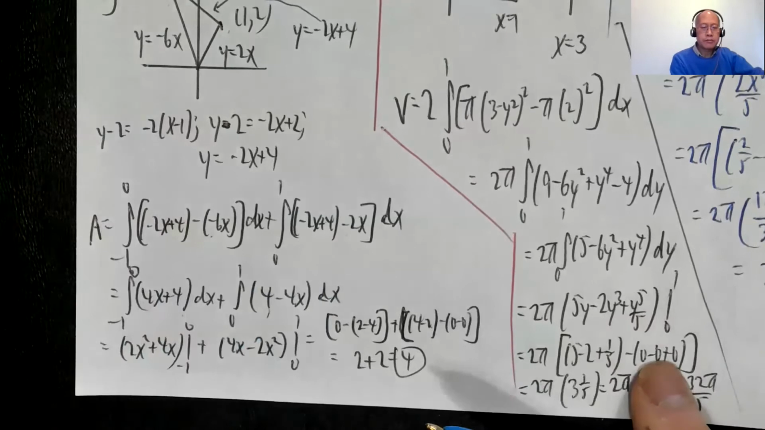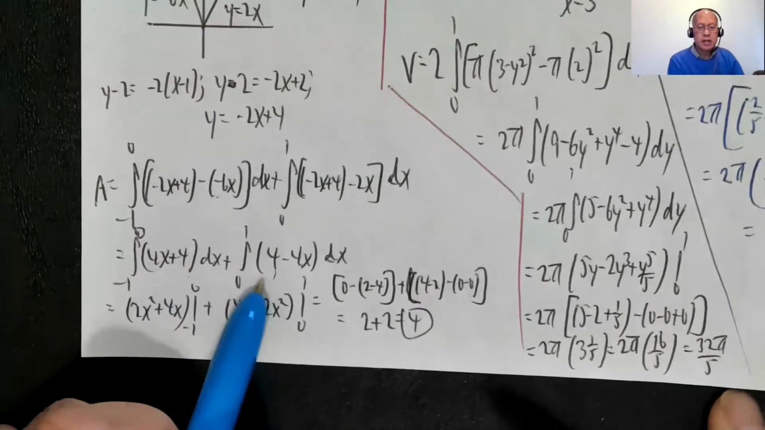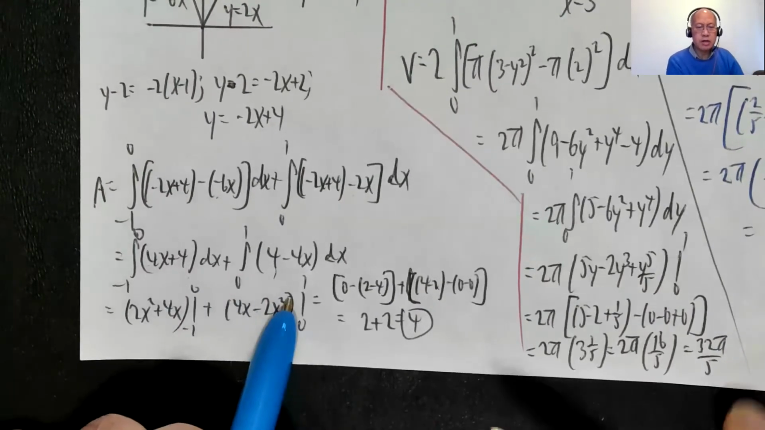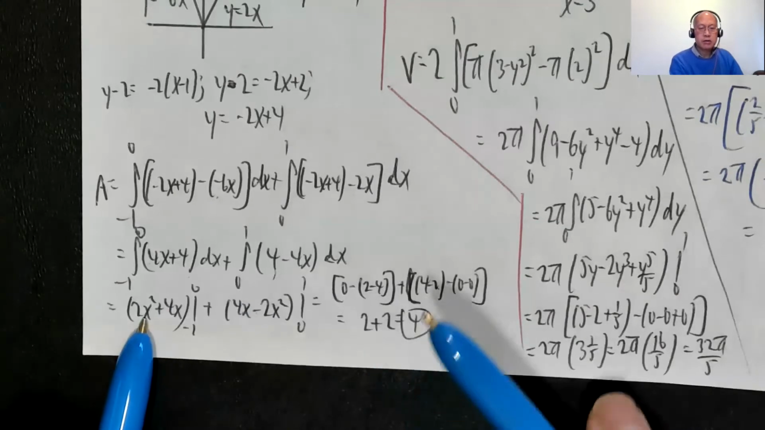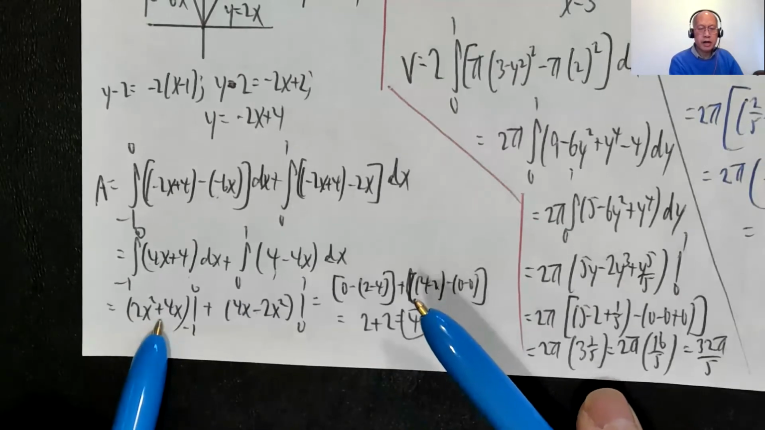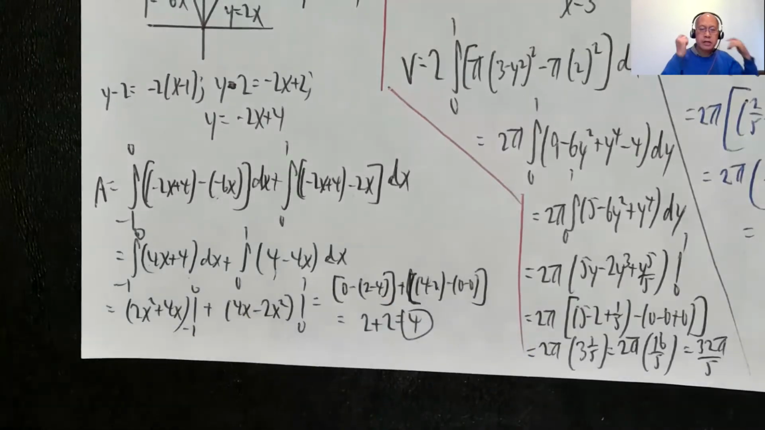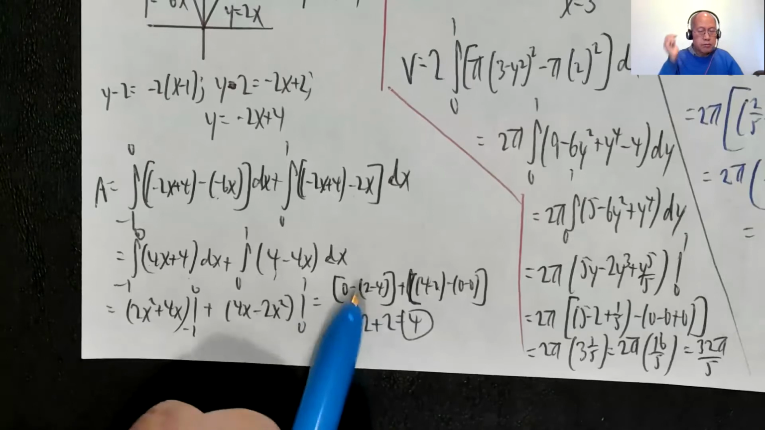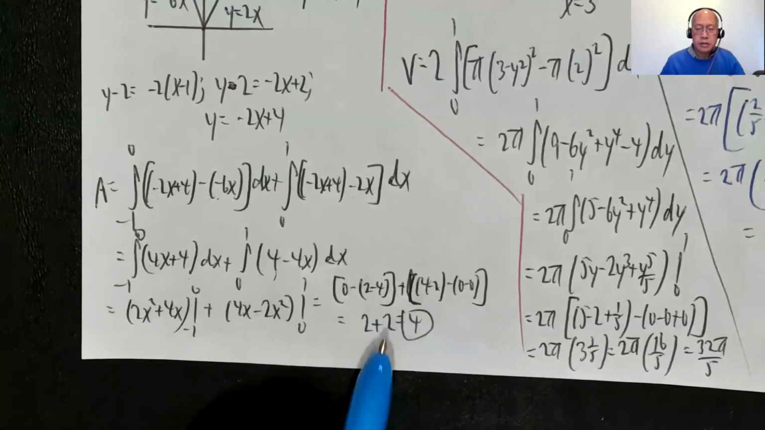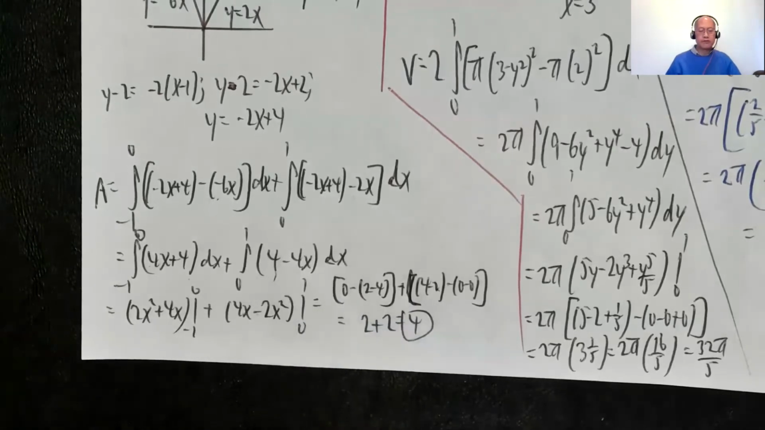All right, so this is 2x squared plus 4x from negative 1 to 0. This is 4x minus 2x squared from 0 to 1. Okay, plug in 0, you get 0. Plug in negative 1, you have 2 minus 4. This one, plug in 1, you have 4 minus 2. Plug in 0, you get 0. So this is 0 minus a minus 2, that's 2. This is 2. 2 plus 2 is 4. Final answer is 4.